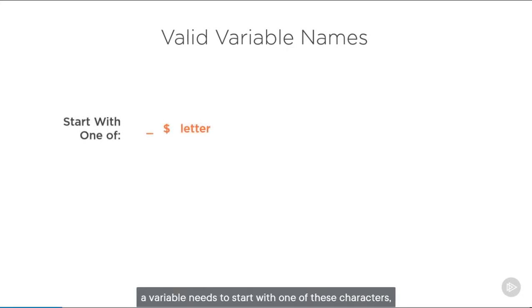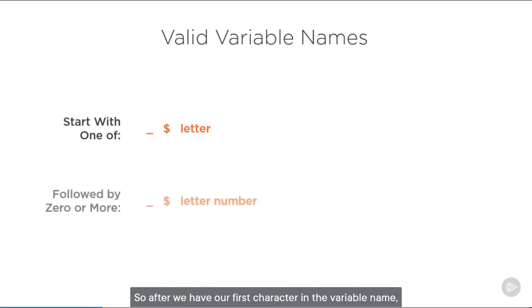So for valid variable names, a variable needs to start with one of these characters: underscore, $, or a letter. And by letter, we mean lowercase a to z or uppercase A to Z or any Unicode letter. So that covers most languages. After we have our first character in the variable name, it can be followed by 0 or more of these characters: underscores, $, letters, or numbers.